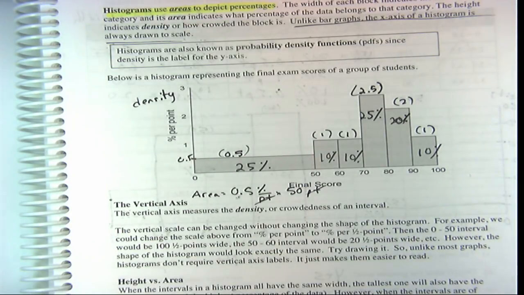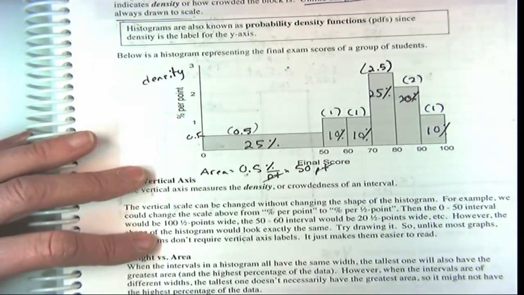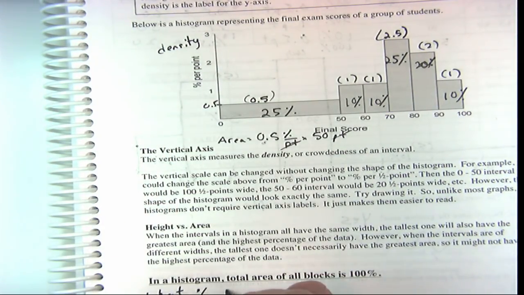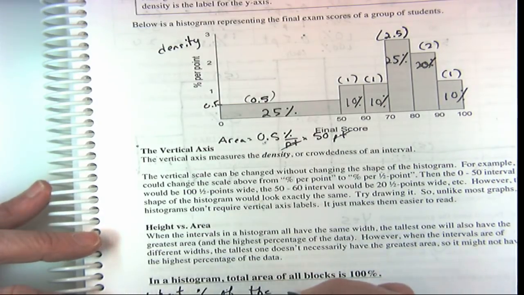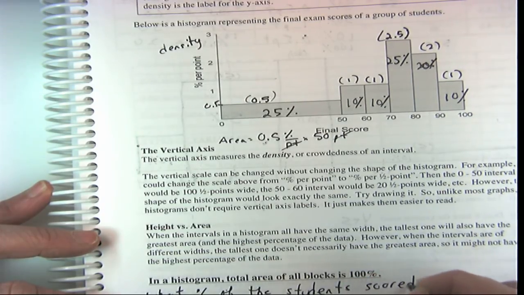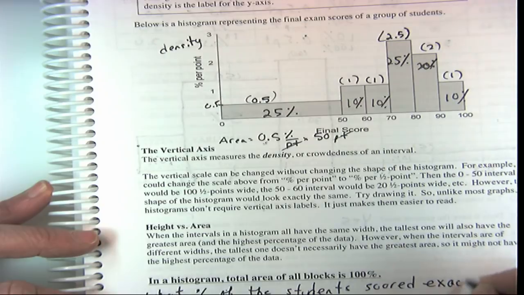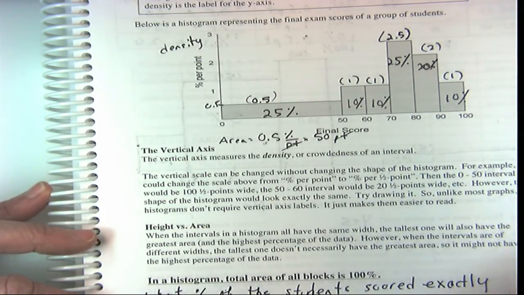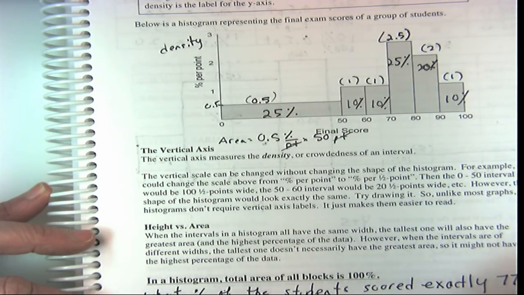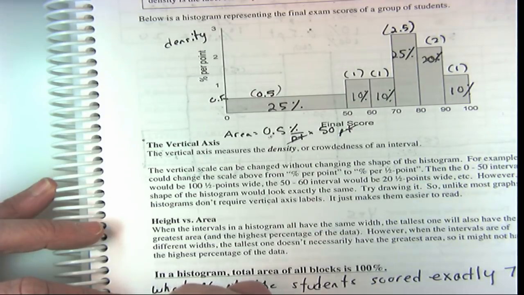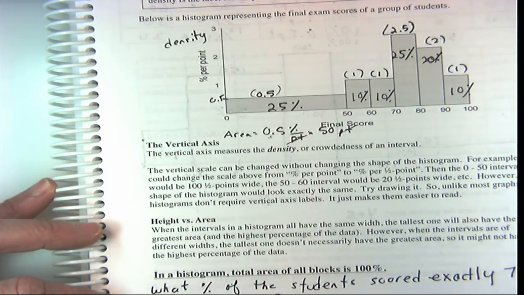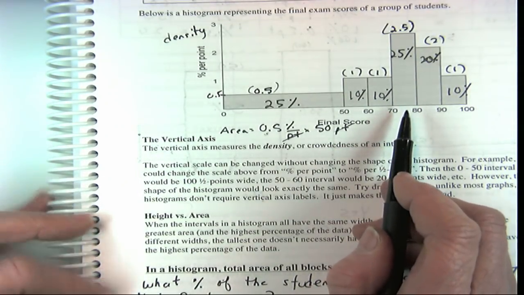And let me write in the problem. So let's say, we'll put it down here, what percent of the students scored exactly, let's say, 77 on their finals. Now, can we answer that? Exactly 77.